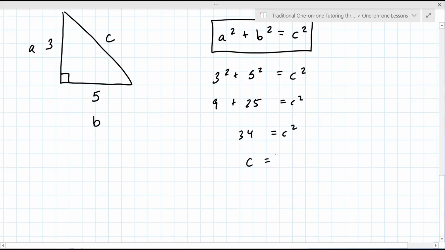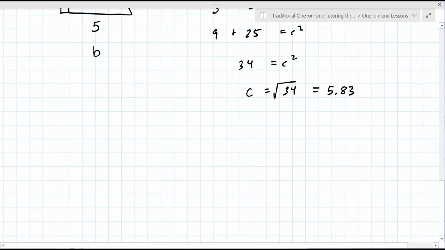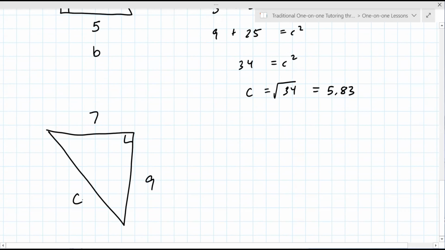Okay, cool. So give me C. C is the square root of 34. What is that to 2 decimal places? Square root of 34 is 5.83. Yes, 5.83. Okay, so let's do another one here. Let's say I reorient the triangle slightly. Let's say this is 7 and this is 9. Can you find C for me, please?